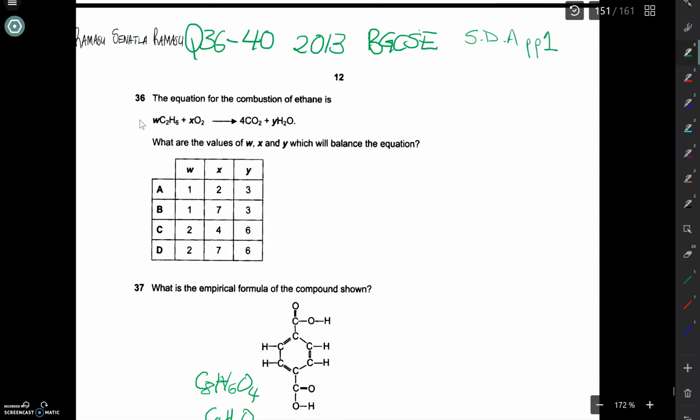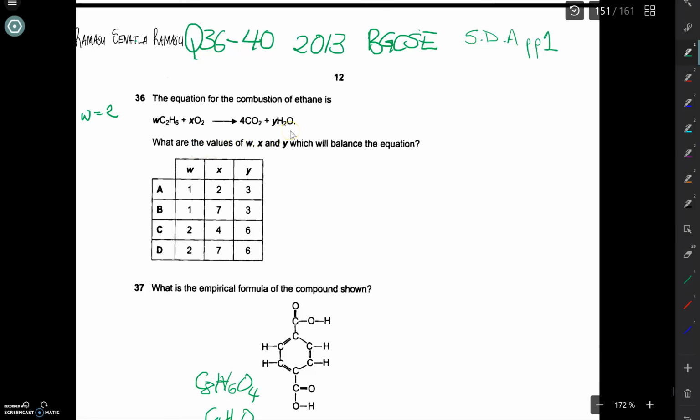has to be equal to 2. Our W has to be equal to 2, because if we put a 2 here, then we are going to have 4 carbon atoms, right? Because this is C2, and C2 means 2 carbon atoms. So if we put a 2 here, we will have 4 carbon atoms on the right side, like how we have 4 carbon atoms on the left side, right?